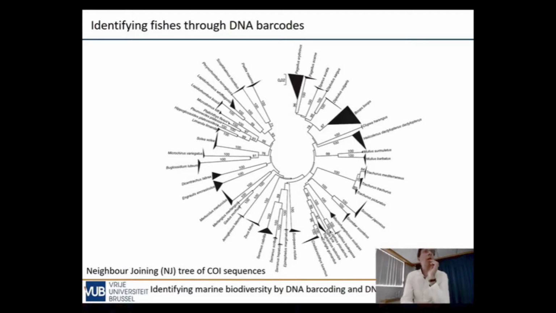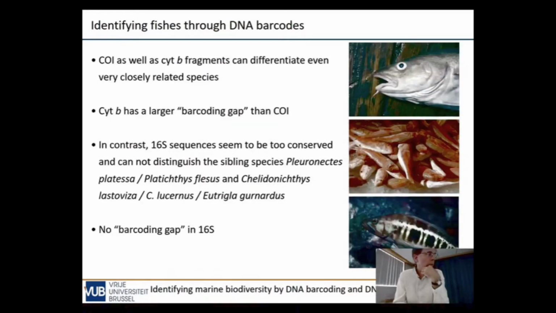So now, based on these sequence data, probes were designed, and then these probes were spotted on a microarray, and then we were testing these designed probes based on these sequences to see which marker gene gives the best results in these microarray experiments. Here a brief summary about the barcoding. So CO1 as well as cytochrome B can differentiate very closely related species. Cytochrome B has a larger so-called barcoding gap than CO1.